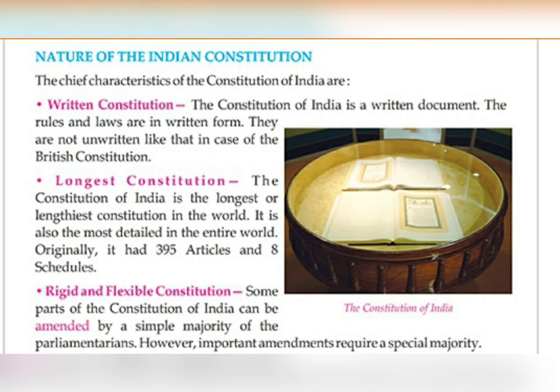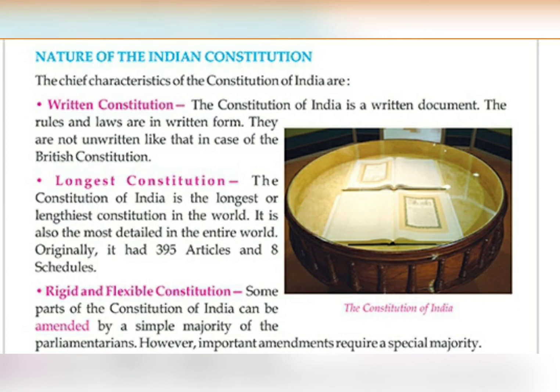Next, the nature of the Indian Constitution. The chief characteristics of the Constitution of India are: a written constitution. The Constitution of India is a written document, written in a book. The rules and laws are in written form. They are not unwritten like in the case of the British Constitution. In India, written records are maintained.